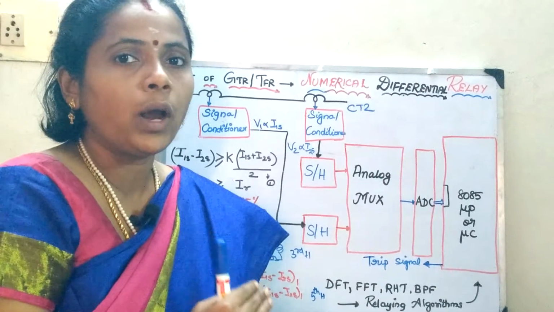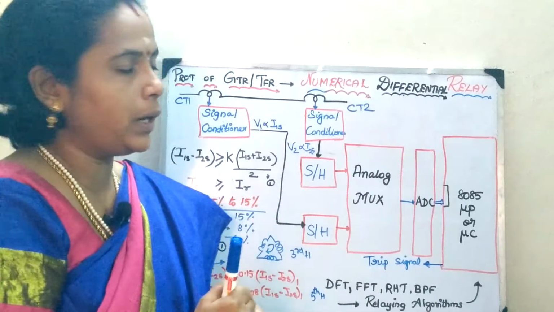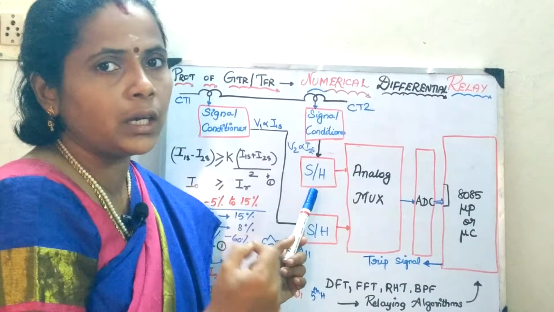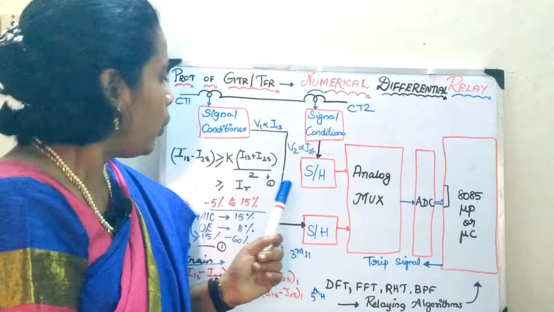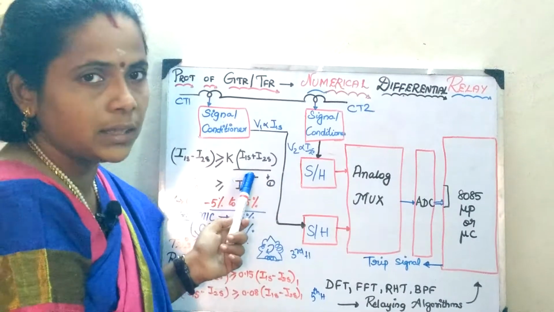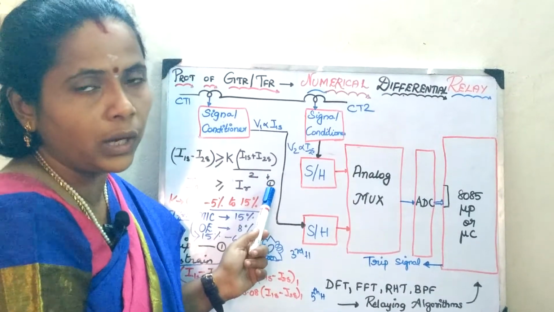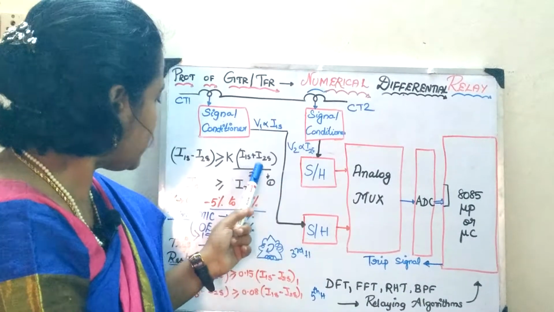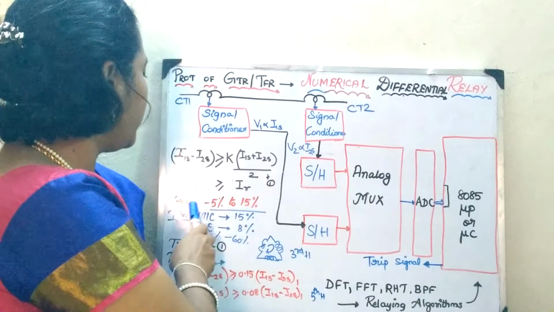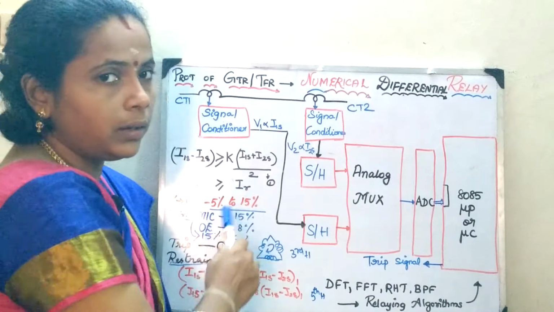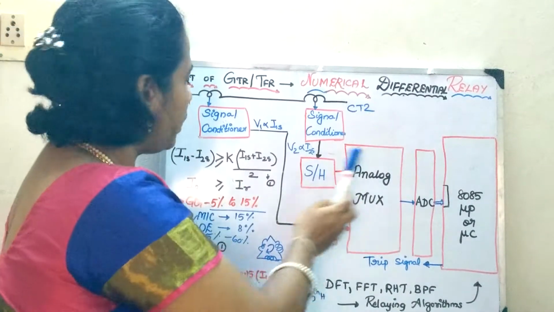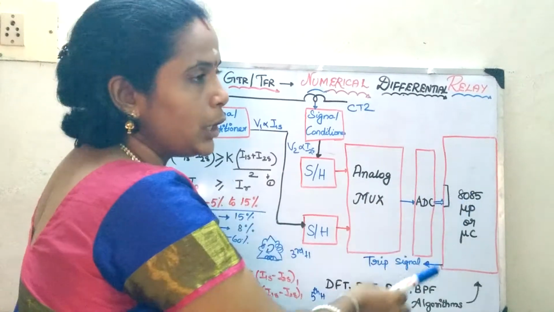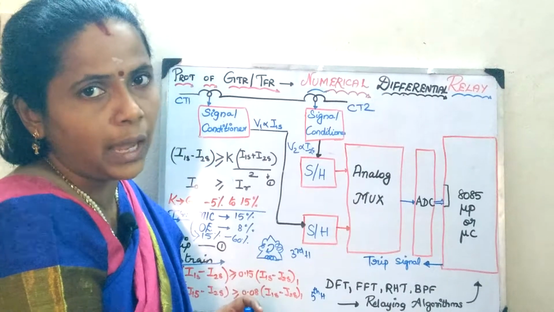In order to avoid this mal-operation, we have incorporated the percentage differential relay, wherein the percentage differential current is also taken into account, which comes under the restraining factor, that is (I1S plus I2S) by 2. We are taking it at the midpoint of the restraining coil. Thus, whenever the operating current is greater than the restraining current, the relay will operate. The signals are given to the ADC circuit, and accordingly the microprocessor will issue an instruction to act upon.